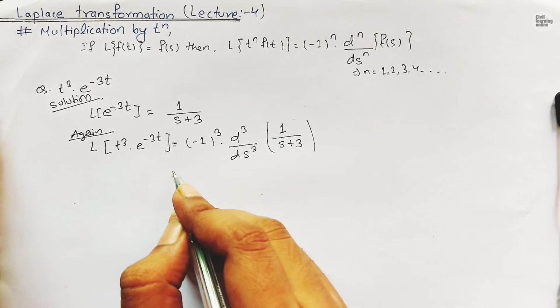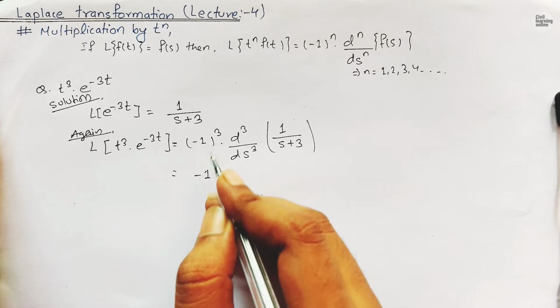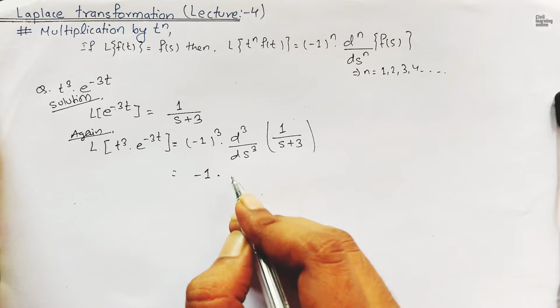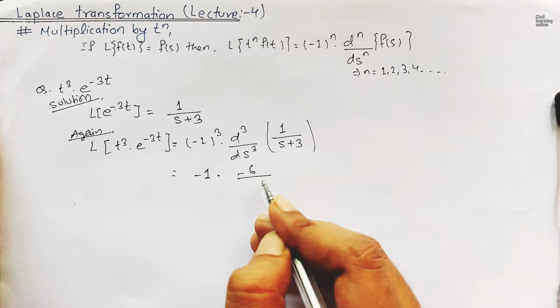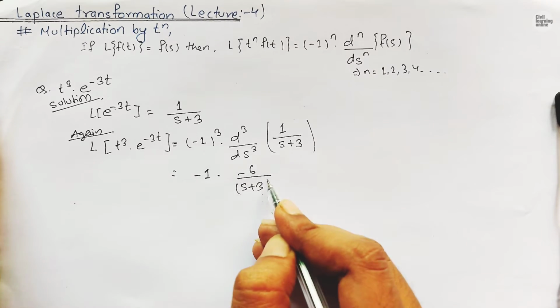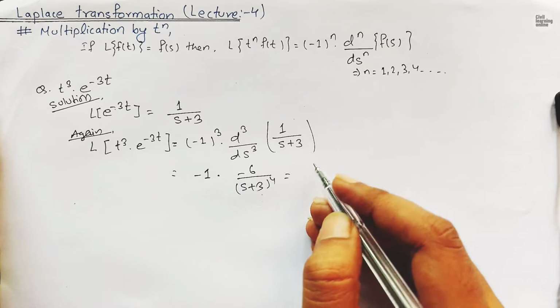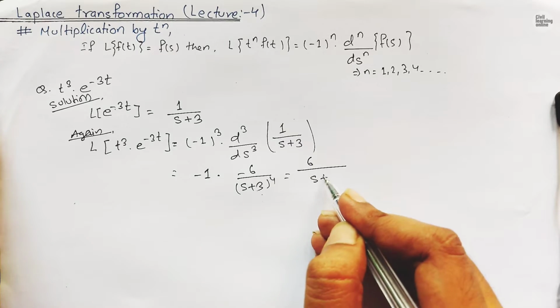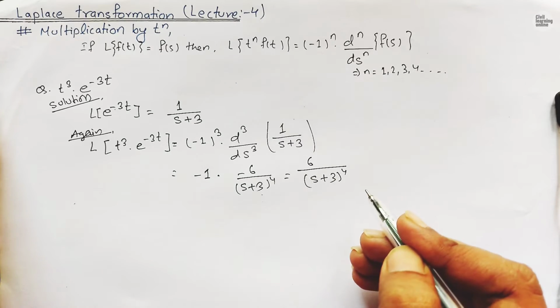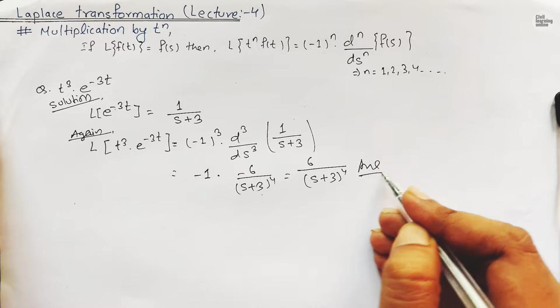Now we have known that it will get minus 1 to the power 3, meaning minus 1 times minus 6 upon (s plus 3) to the power 4. So our final answer is going to be 6 upon (s plus 3) to the power 4. This is our final answer.